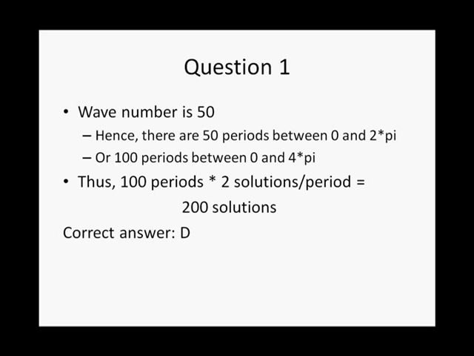So if there are 50 periods of this function between 0 and 2 pi, then between 0 and 4 pi, we're obviously going to have 100 of these periods. Like we just saw on the last slide, there are going to be 2 solutions per period, times 100 periods gives us 200 solutions, D being the final answer.